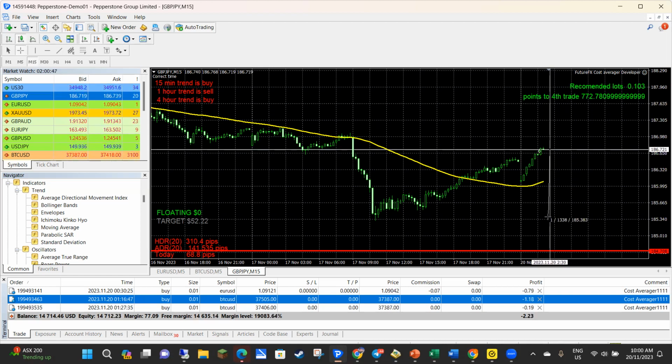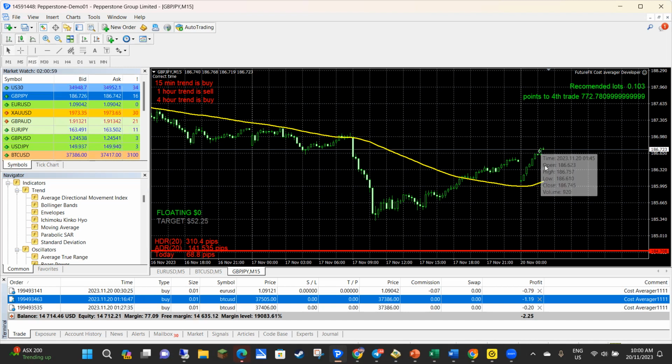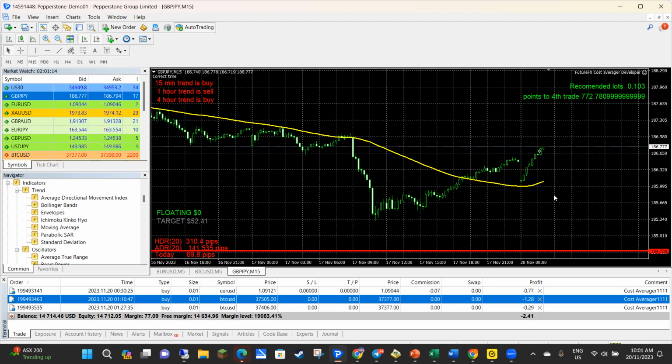Let's see what it is first. It is 1,358 points, meaning that if the market did come all the way down here, it's going to open up more than 4 trades because it's more than 772 pips, which means we're going to be in a fair bit of drawdown. If it takes out a buy order here, it's going to open up a second trade, third trade, fourth, basically 5 trades. So we're going to be in quite a bit of drawdown if the market were to come all the way down to here.